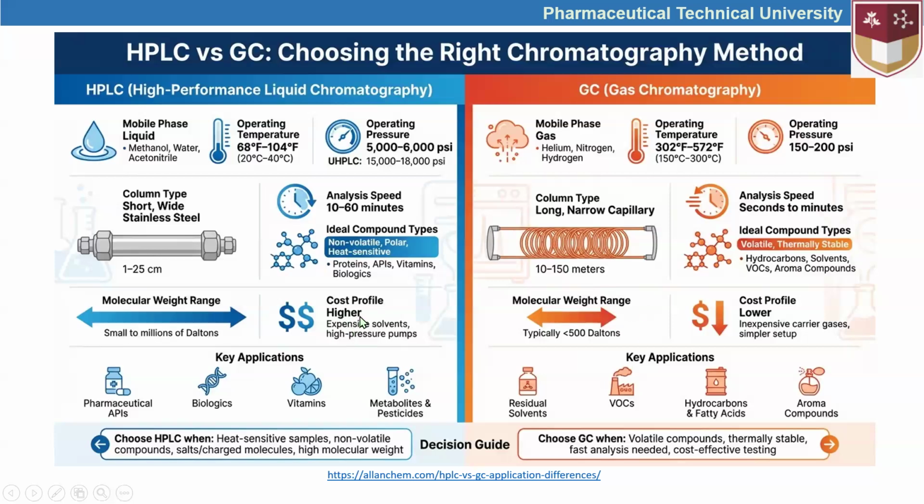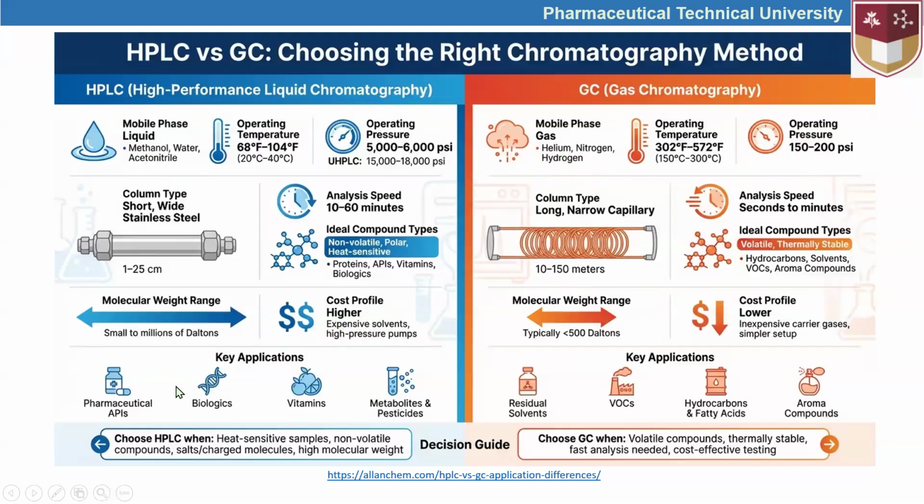And the cost profile. In HPLC, the analysis might cost much more compared to GC, because the mobile phase in GC is an inexpensive gas like nitrogen or hydrogen. Let's exclude helium in this case. But in HPLC, the mobile phase includes methanol and acetonitrile, which are quite expensive.